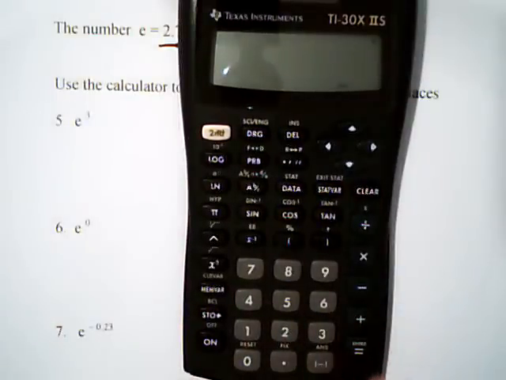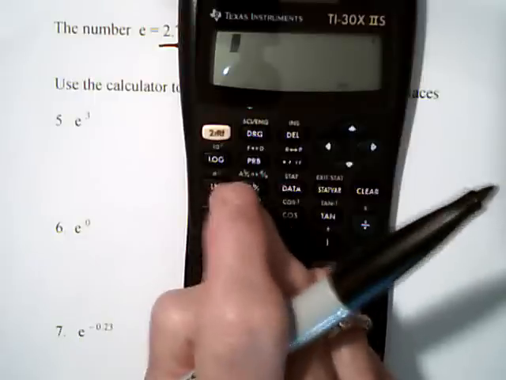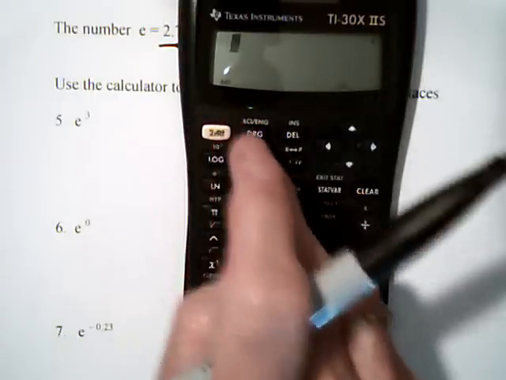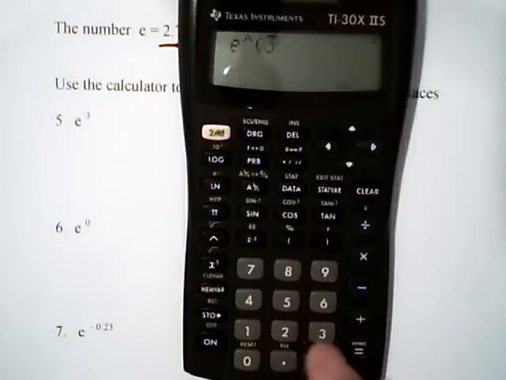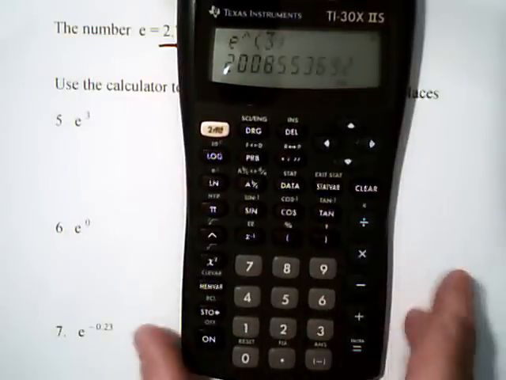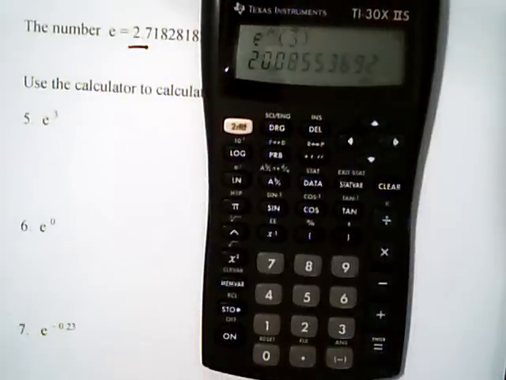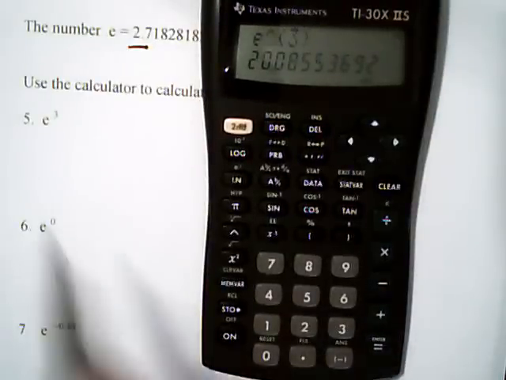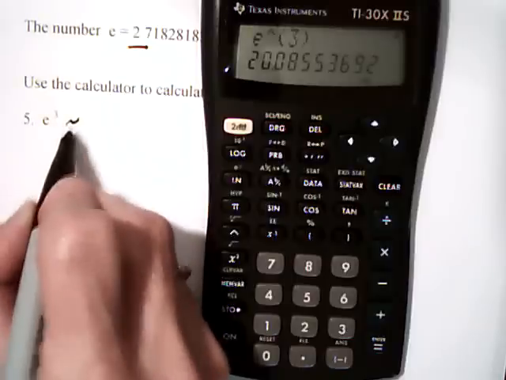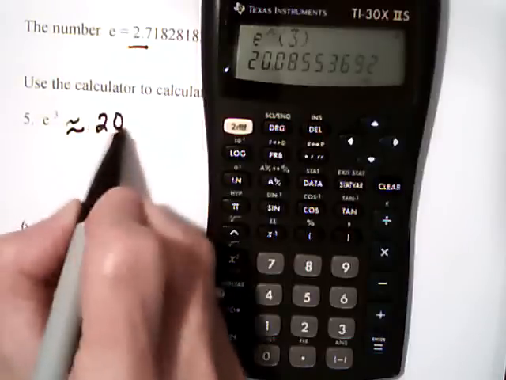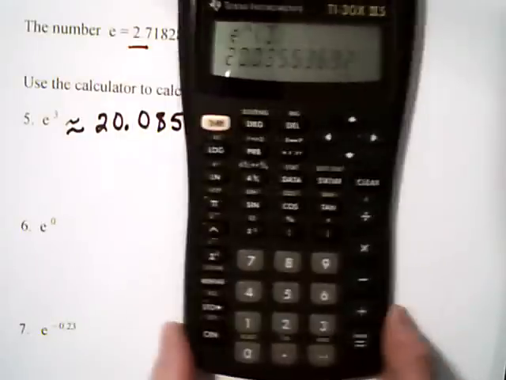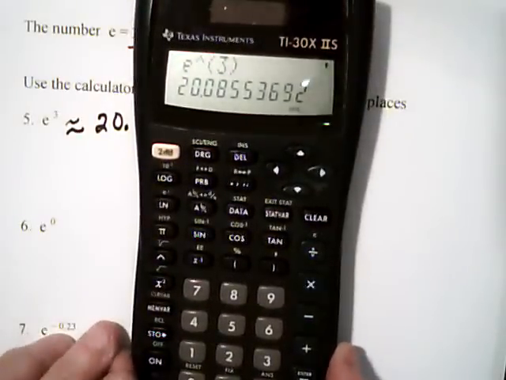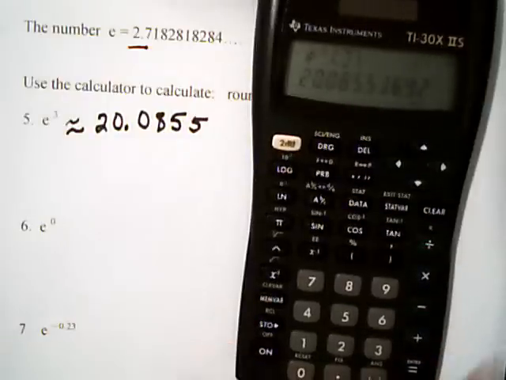So the first problem, number 5, says e raised to the third power. Now to get to this second function key, I've got to go second ln, which now you see on your calculator, it's e raised to, and I want to put in my 3 for my exponent, close my parentheses, and hit equal. Now I have 20.08553. So my answer is going to be approximately 20.0855. You'll notice that because that number right after the 5 was a 3, it will not cause anything to change.